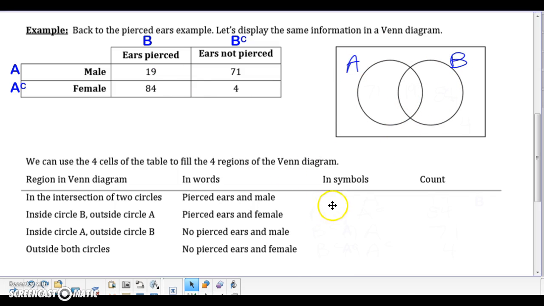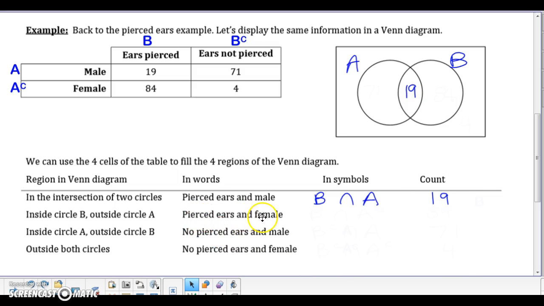So if we're talking about people with pierced ears and male, so they have pierced ears and they are male, in symbols that would look like this. On the two-way table, that's represented by these people here. There are 19 of them. On the Venn diagram, then, they're going to go right here because they are in A and B, or B and A. It is commutative. It doesn't actually matter which order you put those in.